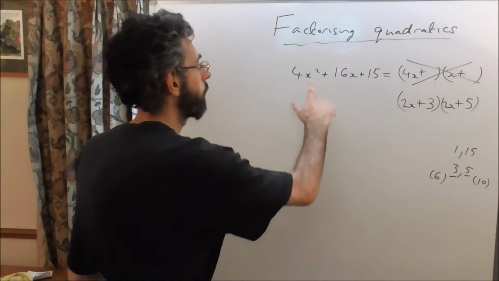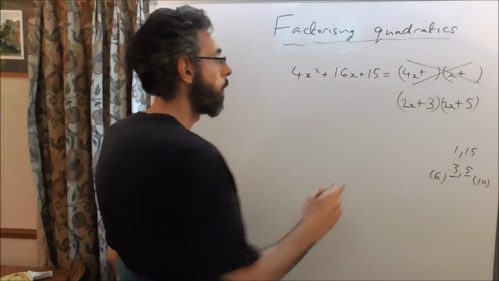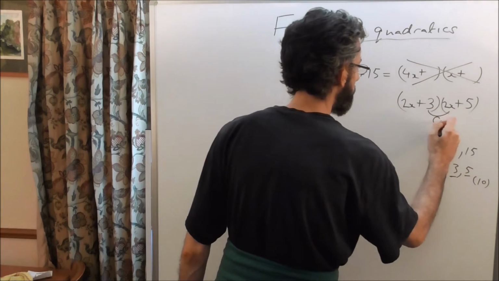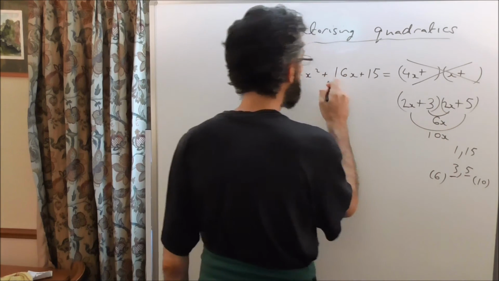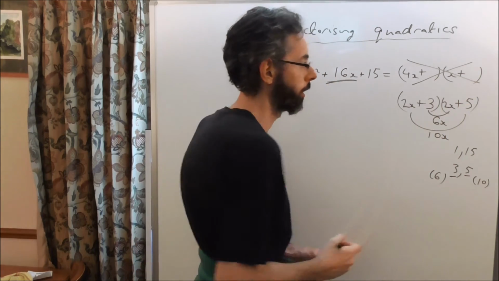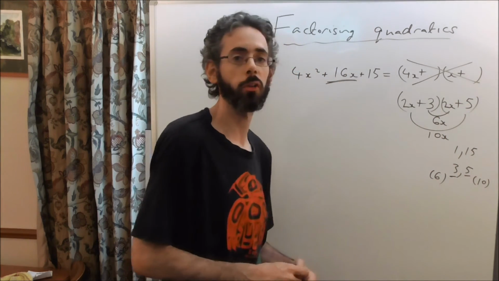Let's just check we do get 16x when we expand the brackets. 3 times 2x is 6x. 2x times 5 is 10x. 6x plus 10x is 16x. So this is correct. 2x plus 3 times 2x plus 5.